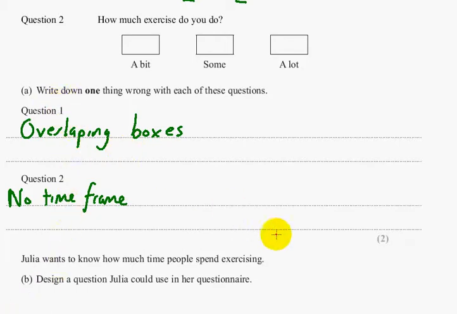So that's it for part A. So 2 marks, 1 mark for something wrong in question 1, 1 mark for something wrong in question 2.